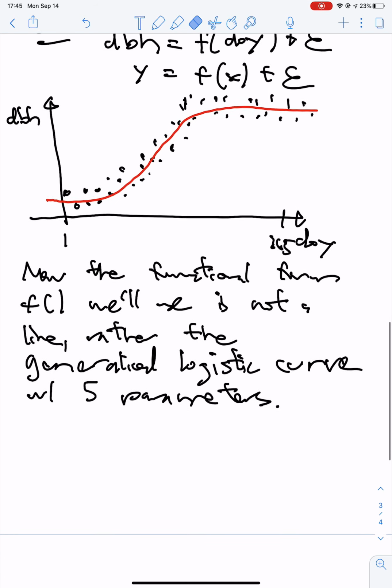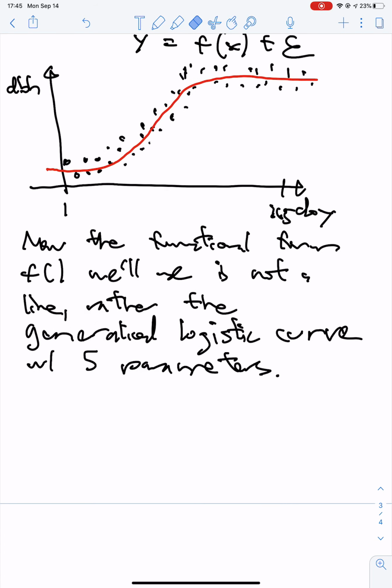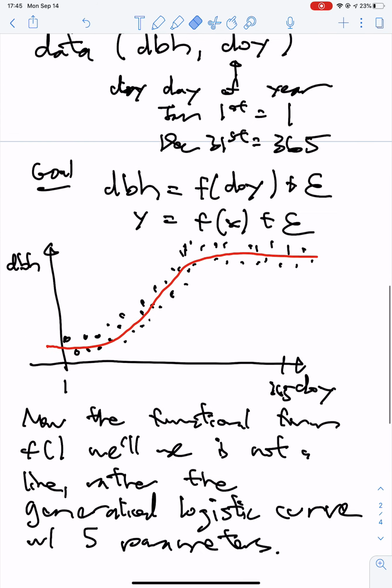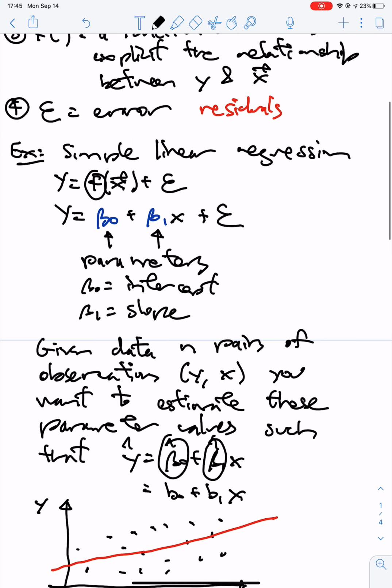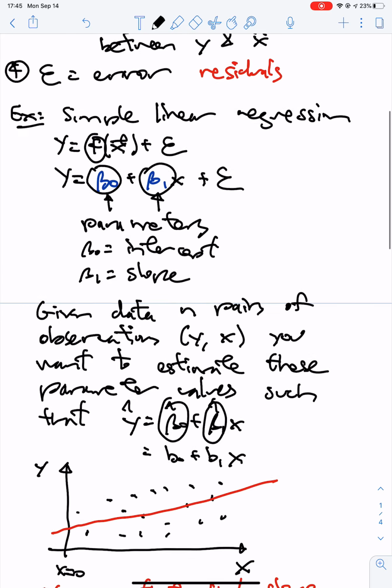Okay, let's write out what this functional form is. So we saw earlier the functional form for a regression line is very simple. What is it? It's just intercept plus slope.